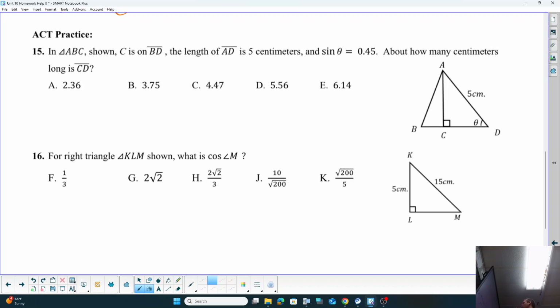So we have triangle ABC, and C is on BD. So it must be that D is down here, I guess. The length of AD, that's unusual, but okay. The length of AD is 5 centimeters, and sine of theta is equal to 0.45.